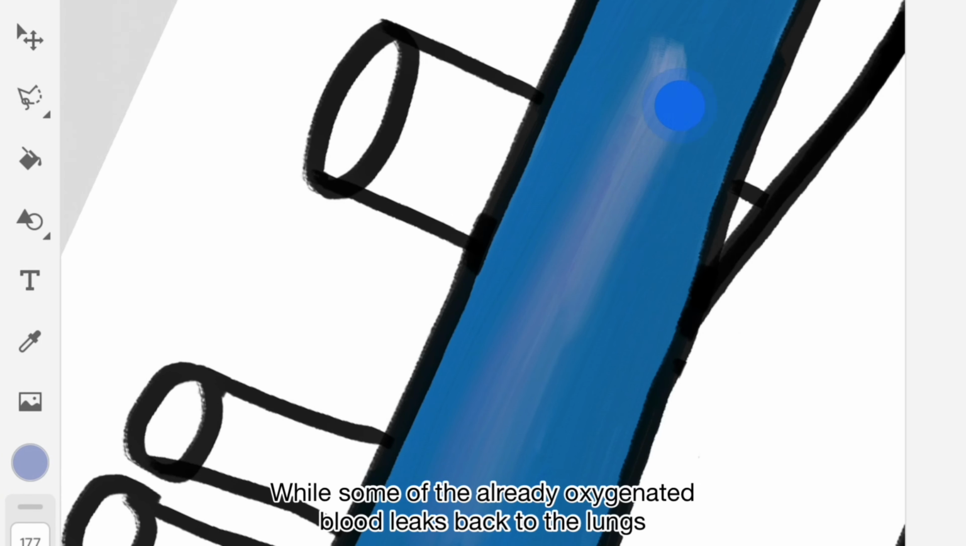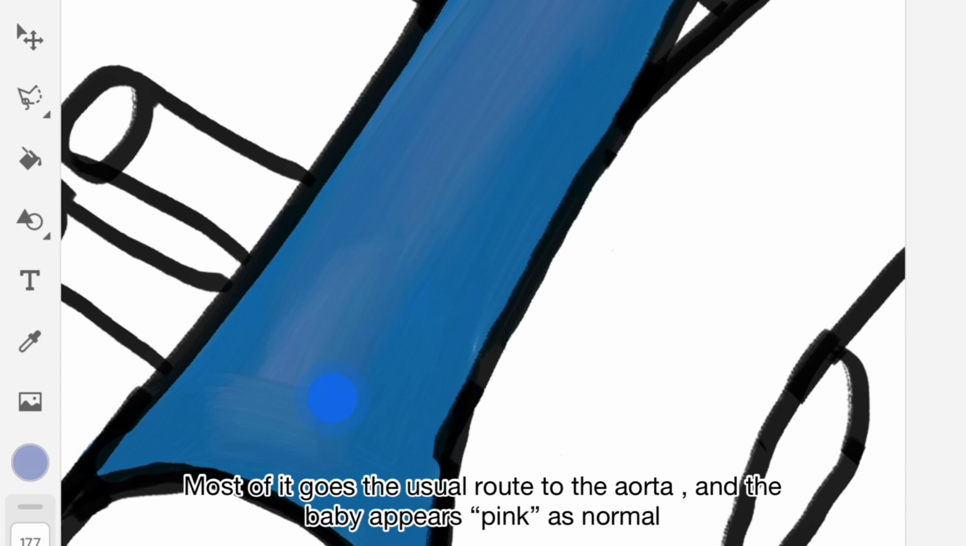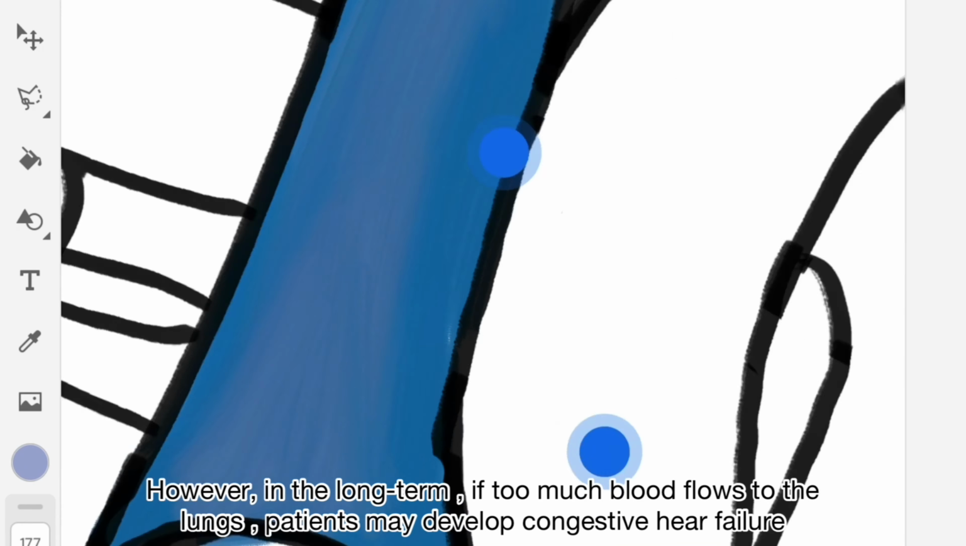While some of the already oxygenated blood leaks back to the lungs, most of it goes the usual route to the aorta, and the baby appears pink as normal. However, in the long term, if too much blood flows to the lungs, patients may develop congestive heart failure.